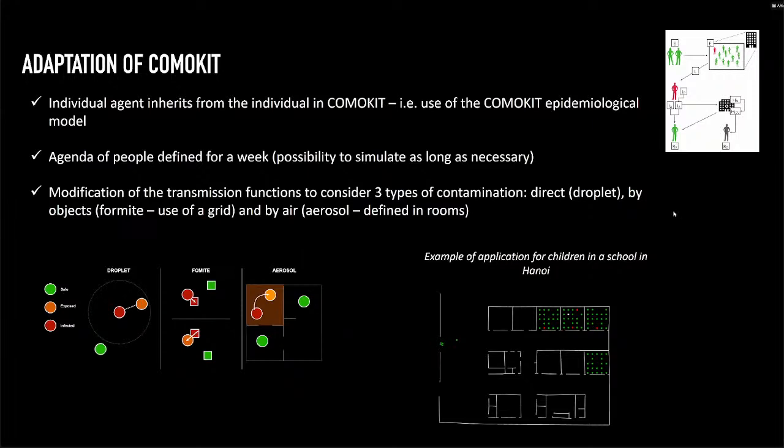After that, we modified a bit the transmission model of Proxemics to make it more consistent with the one of Comokit. So we keep the idea of the three types of contamination, but we modify the model a bit in order to make it consistent with Comokit.